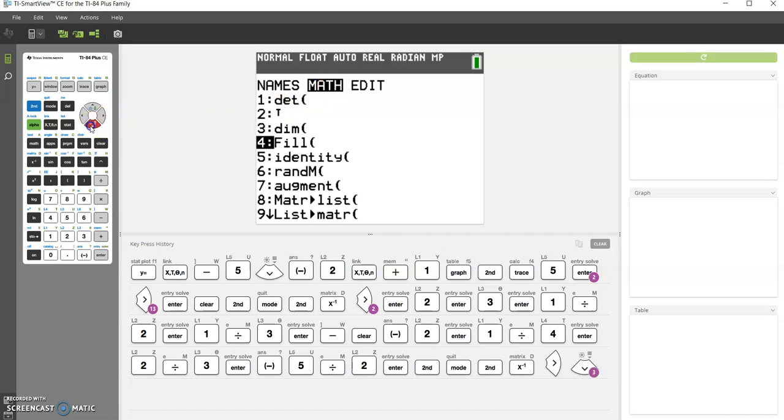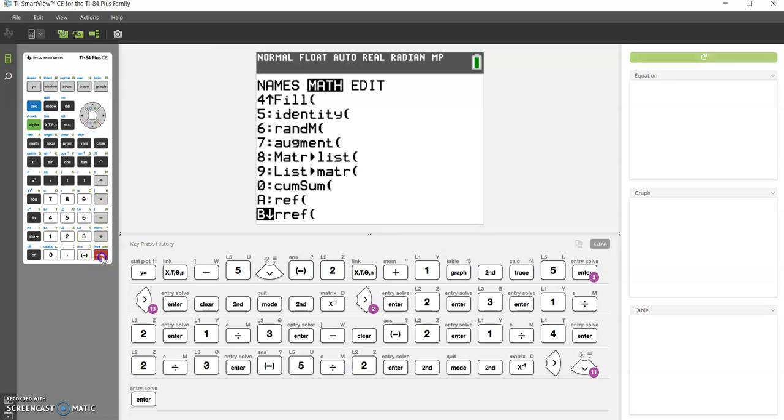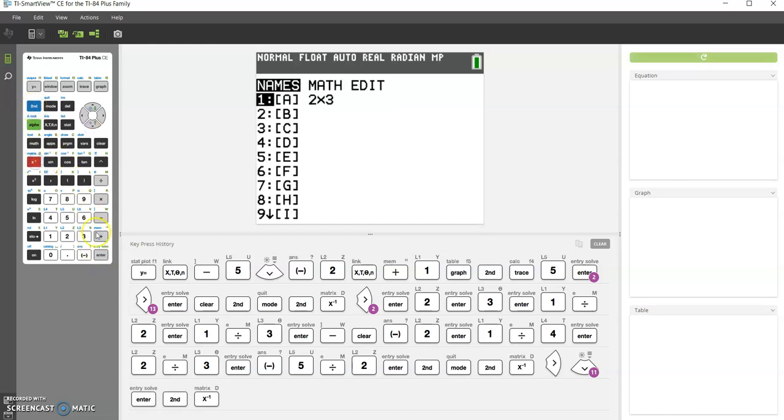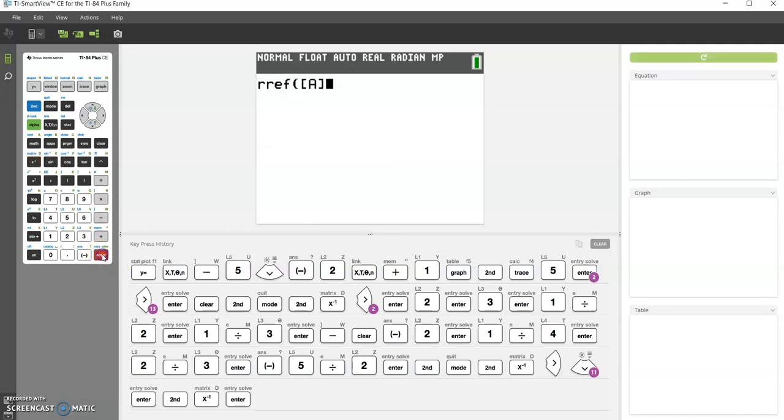Then you're going to arrow down until you see RREF. And that's that one. Then you got to go back to second matrix, and you can just hit enter on A, if that's where you put yours. I put mine in A. Then hit enter. And so there you have it. Okay, so imagine a vertical line here. Now we're saying x is negative 2 and y is negative 3. So there's our solution.